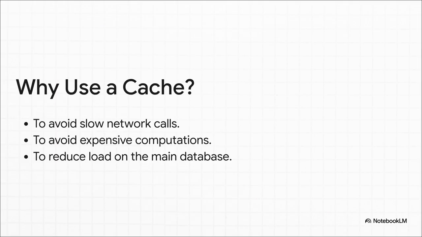So why bother with all this? Well, there are a few huge wins. First, you get to avoid slow network calls. Think about fetching a user's profile from a database across the network versus grabbing it from memory right next to the app. It's a no-brainer. Second, you get to skip expensive computations. Let's say you need to calculate the average age of all your users. You don't want to do that every single time someone asks. You do it once and you cache that result. And both of these things lead to the big one. You seriously reduce the load on your main database, which is almost always the bottleneck in any big system.